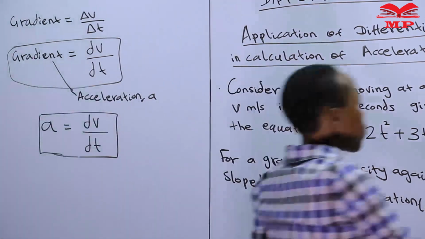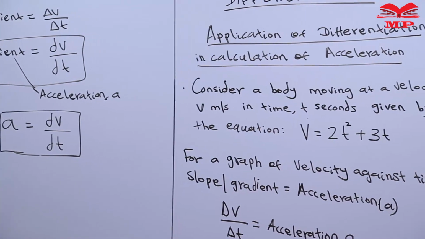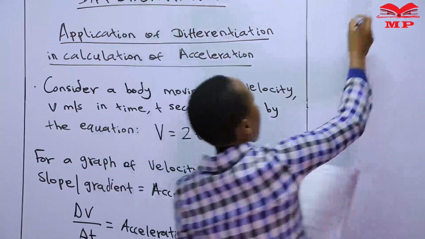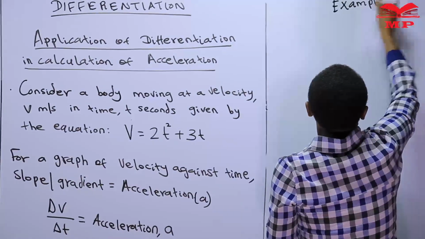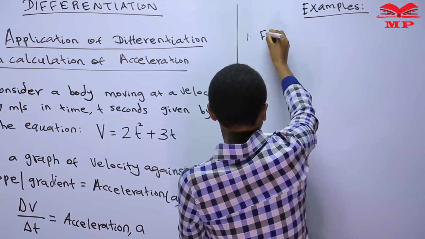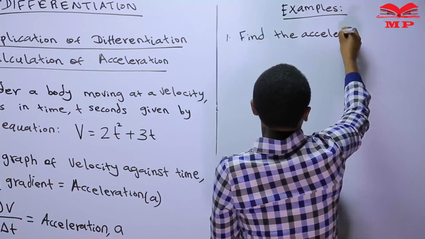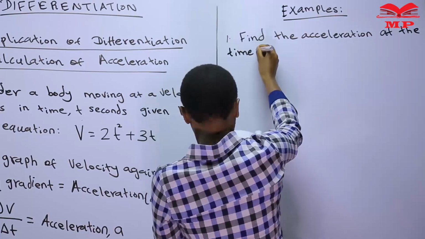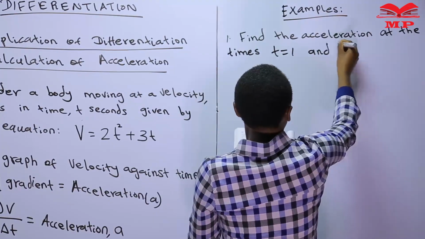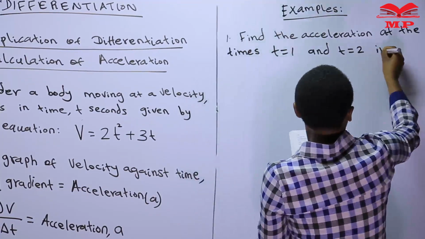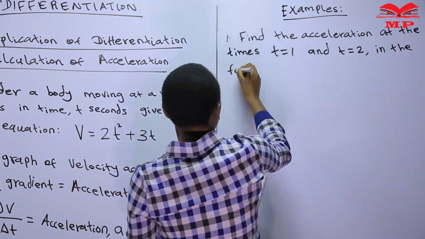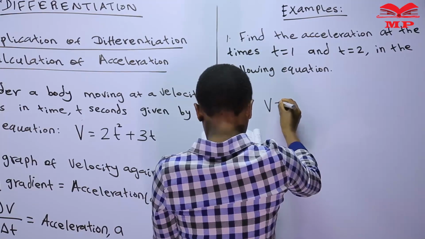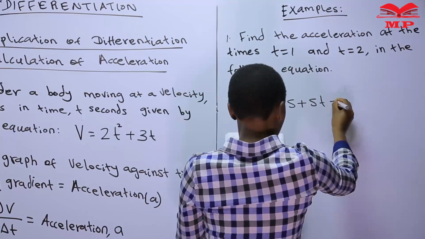We can do some examples for calculation of acceleration when we have been given the equation. So in example number 1, we are told to find the acceleration at the times t is equal to 1 and t is equal to 2 in the following equation. The equation that you have been given is v is equal to 5 plus 5t minus t squared.